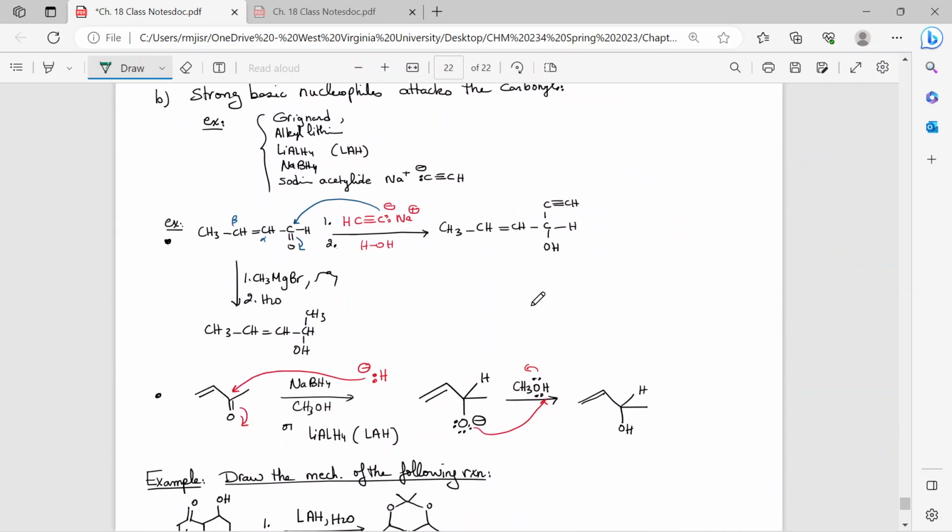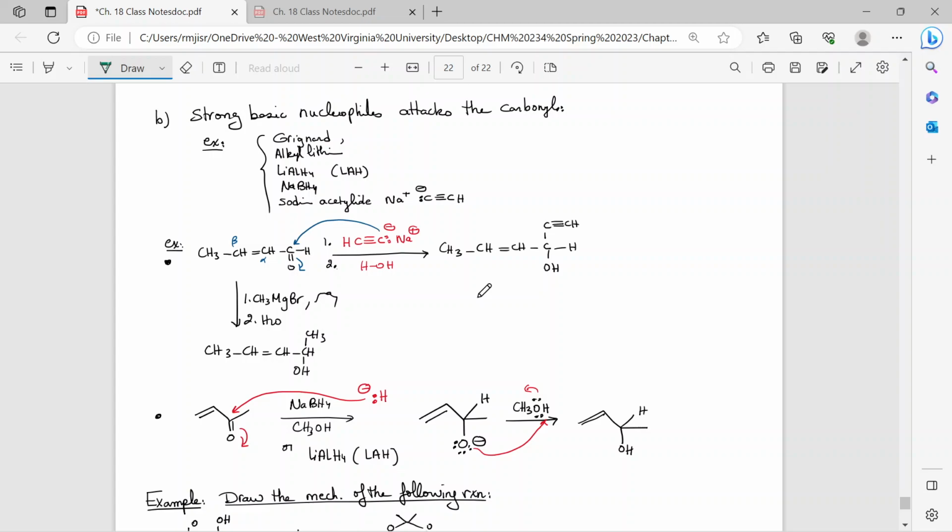On the other hand, this is the list of the reactions that we've been talking about in this chapter. If you have strong basic nucleophiles, then in this case, the reaction is going to be on the carbon of the carbonyl. So Grignard, alkyl lithium, the reduction reactions, sodium acetylide, all of those are considered to be strong nucleophiles. So even if you have a conjugated system, the attack will not be on the beta carbon. The attack will be on the carbon of the carbonyl. You're going to form a negative charge on the oxygen, and then you're going to protonate.